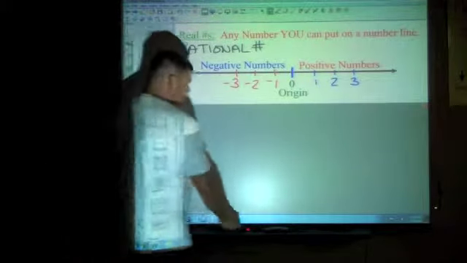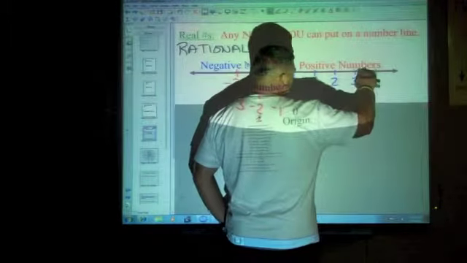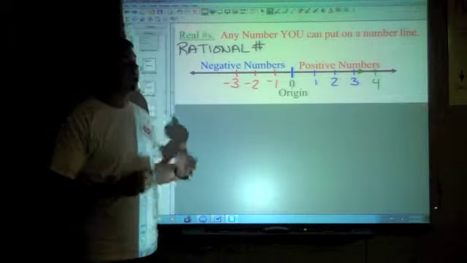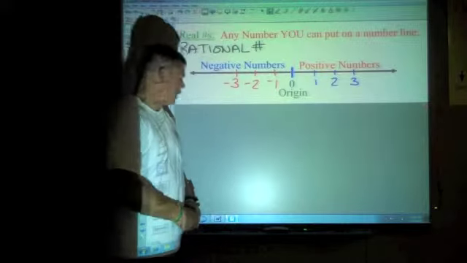Now 3.14 is pi. If right here is 4, 3.14 would be like right there somewhere. I don't know, I can't even get an exact spot for pi. I can only approximate pi's location. So that's why pi is not considered rational.